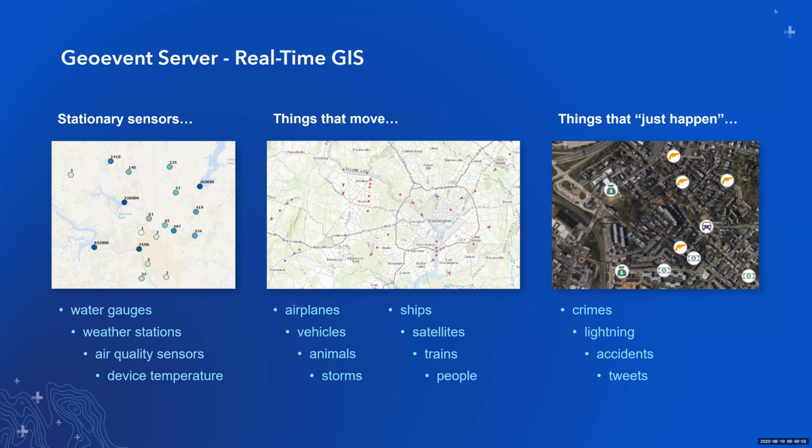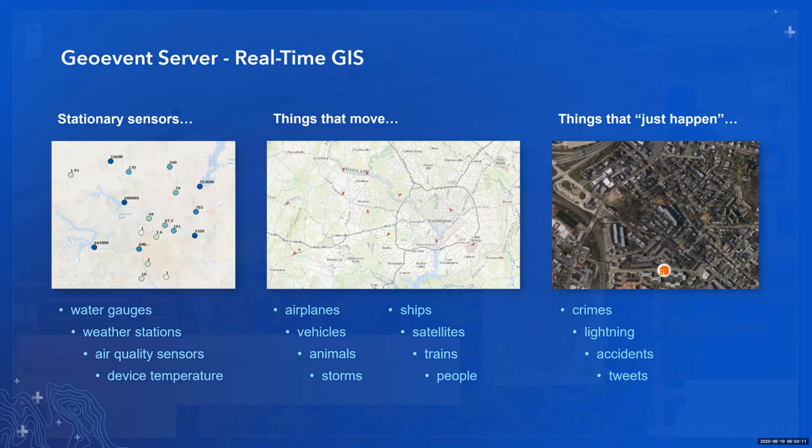You don't know when they're going to happen or where they're going to happen, but they might just happen from another source. So lightning strikes is one common one. Car accidents or traffic conditions that are changing or tweets that are happening that are geocoded.